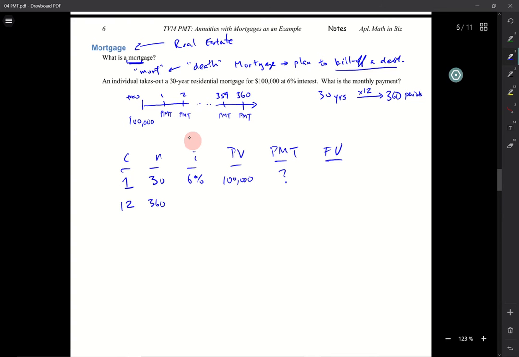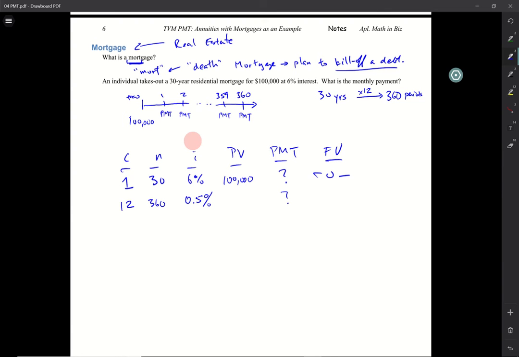So N is 360. The interest rate is actually 0.5%, right? 6 over 12 is 0.5%. And we want to figure out what our PMT is. Can we solve this problem? We can solve it. Why? Because a mortgage is a plan to kill off a debt. So how much is due at the end? 0, right? Because it's a mortgage, and the obligation, the debt, has been killed off by the end. Does that make sense?